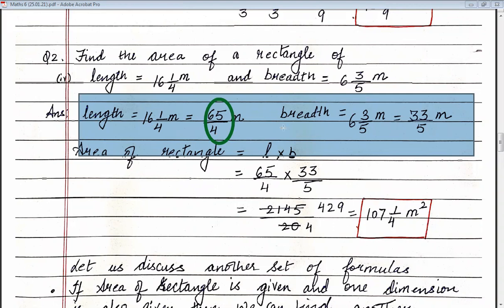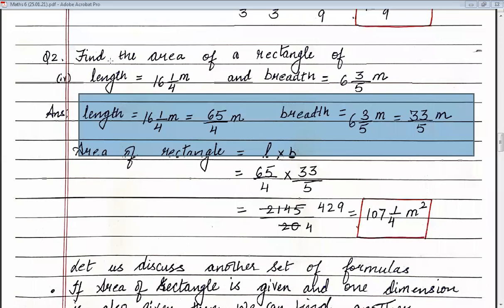Now next one is 6 3 upon 5 meter. That is your breadth. Let me convert it into improper fraction. So 6 fives are 30 plus 3. 33 upon 5 meter. So now you have your length, you have your breadth. Let's apply in the formula.